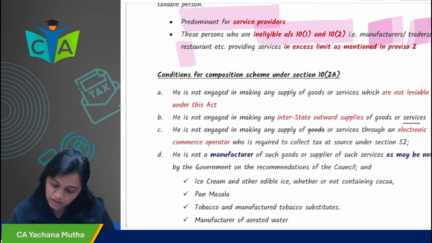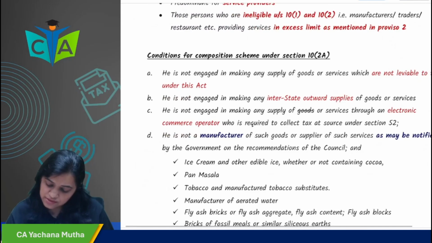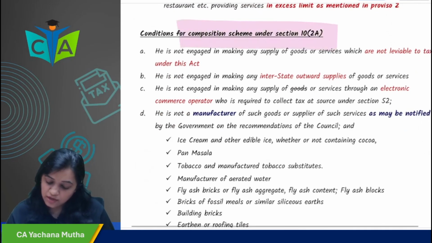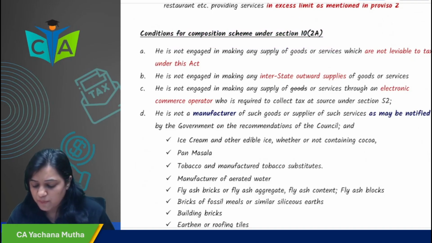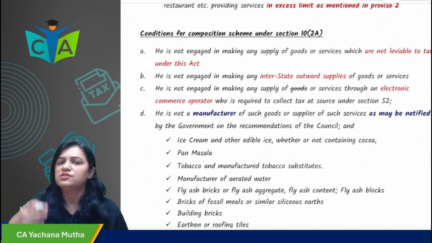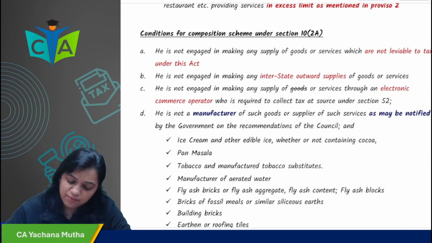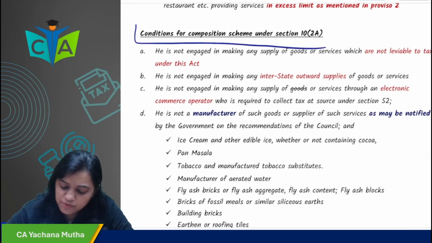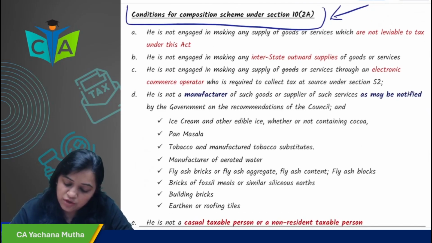Next, conditions for composition scheme under 10(2)(a). What is this now? Again, the 10(2)(a) scheme. The points are majorly similar except that the service point here is not here, because this is predominantly for the service sector. All other points are the same. You are eligible for composition scheme under 10(2)(a) provided you satisfy the following conditions.